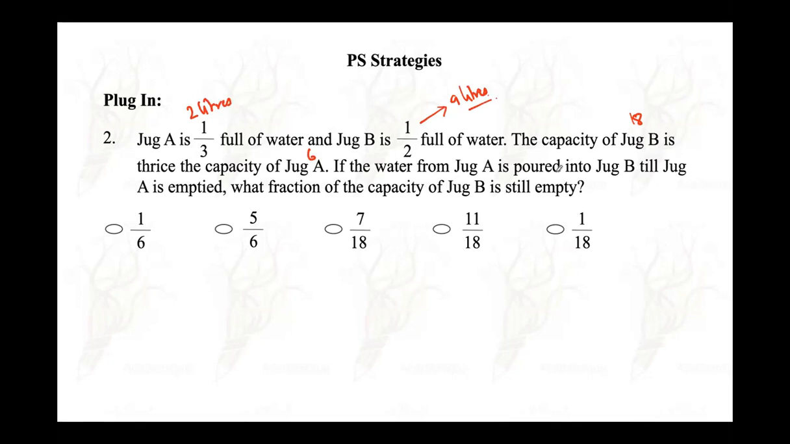Now, if the water from jug A is poured into jug B till jug A is emptied, that means now this whole 2 liters would have come here. So jug B would have got 11 liters inside it. And its total capacity, if you remember, was 18 liters. Out of that, 11 liters are filled. They're asking how much of the capacity of jug B is empty. That would have been 7 liters out of 18 liters. And therefore, this is my answer. I don't have to deal with fractions. I just have to deal with some beautiful numbers, and you should be able to get your answers.